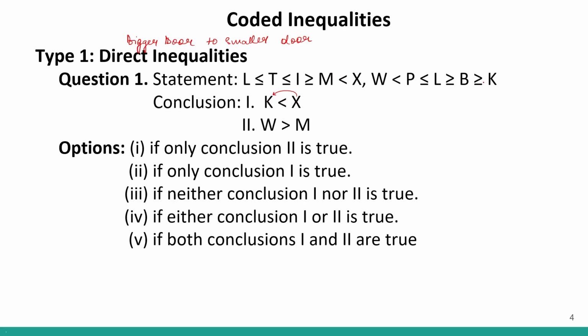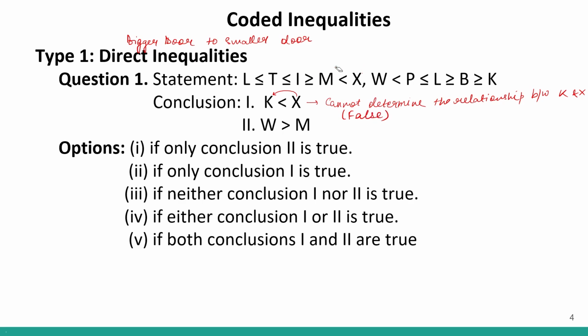So if I have to move from X to K, if I start from X, I can move up till M. Then there's a smaller door. Do we have a relationship between M and K anywhere? No. So basically, we cannot determine the relationship between K and X. So if the relationship cannot be determined, this is definitely false.